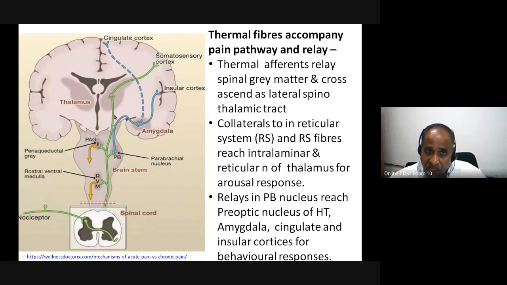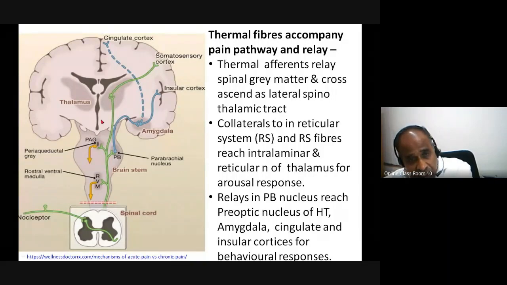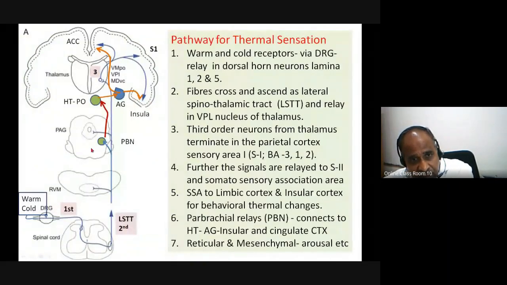However, this diagram does not show the hypothalamic connections. That is why I have made a connection here. This is a hypothalamic connection. That means the parabrachial nucleus may have a direct connection with the amygdala, as well as a connection with the hypothalamus. That is very, very important as far as thermal sensations are concerned, because the hypothalamus has its own warm and cold receptors.